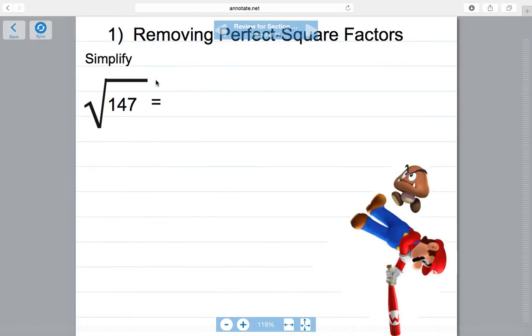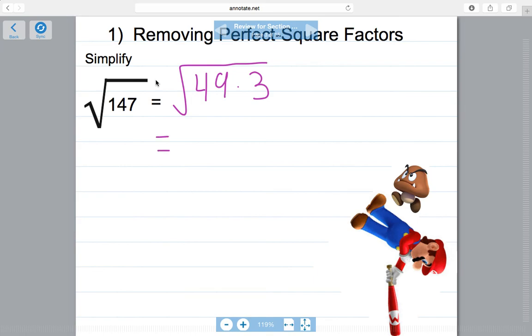So let's start with our first example. Now the key to being successful on this test is to make sure you know your first 25 perfect squares. That will really help you simplify when it comes to these radicals. So this first one, the square root of 147, I'm trying to think of a perfect square that is found inside 147. Now, it happens to be 49, so 49 times 3 is 147, so I'm going to rewrite 147 as 49 times 3.